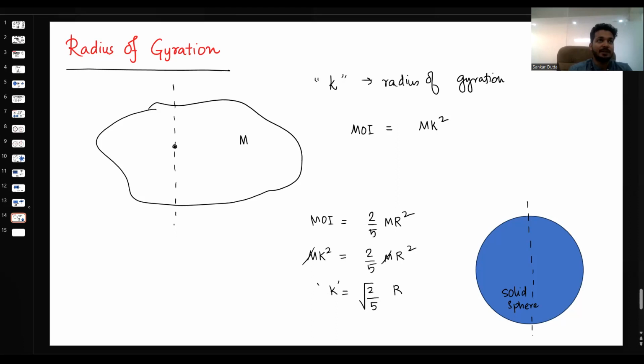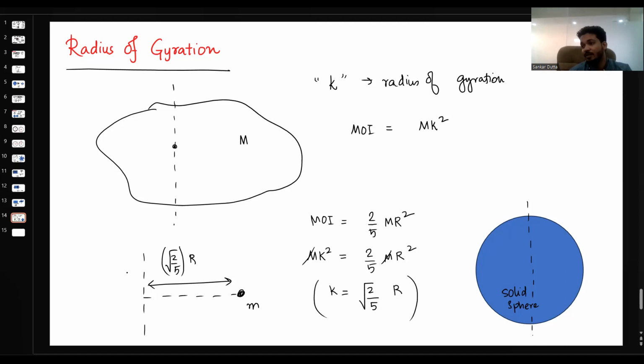So again, let me repeat what I'm trying to say. If there was a point mass of m, which was kept at a distance of root 2 by 5 into r, it will have the same moment of inertia as a solid sphere. So that's how radius of gyration is defined. It's the distance where if you keep a point mass at that location, then it will have the moment of inertia exactly same as the entire body itself, right? But that's just fancy talk. If you have the value of k, just square it, multiply with mass, you get the moment of inertia. That's the only thing you have to know regarding this.